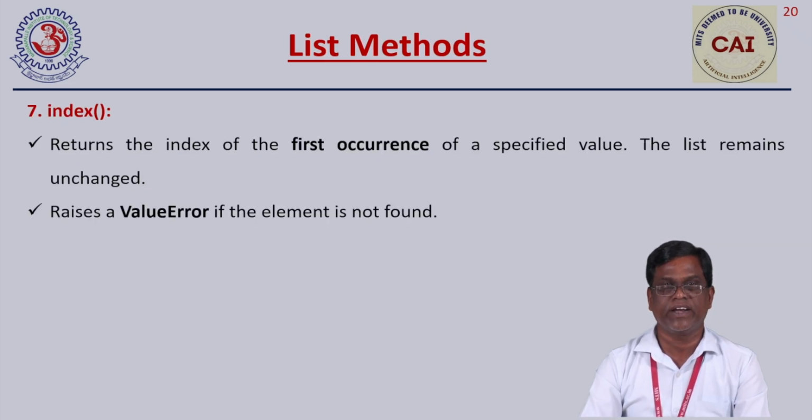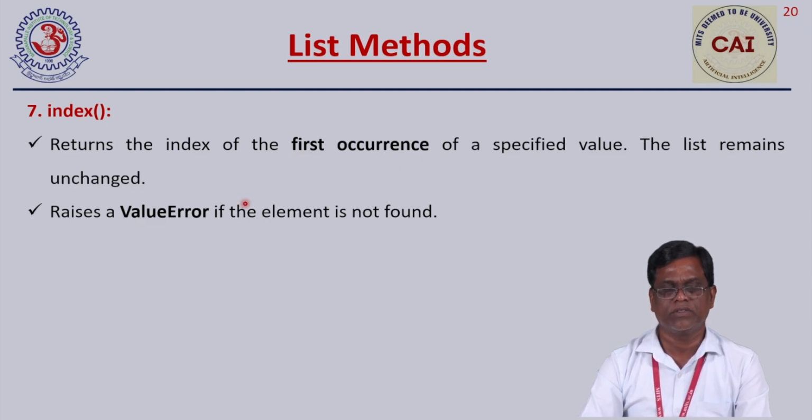So the next method is the index method. It returns the index of the first occurrence of a specified value, and the list remains unchanged. If I want to find the index of a particular element in the given list of values, then I can use this index method. Again, the important point is that if the value you specified is there in multiple places, it will return the first occurrence of that value.